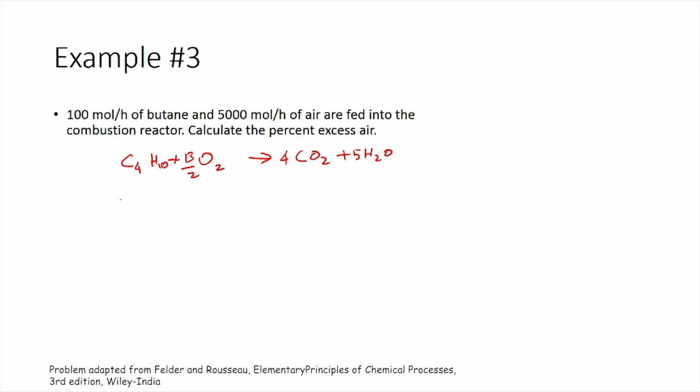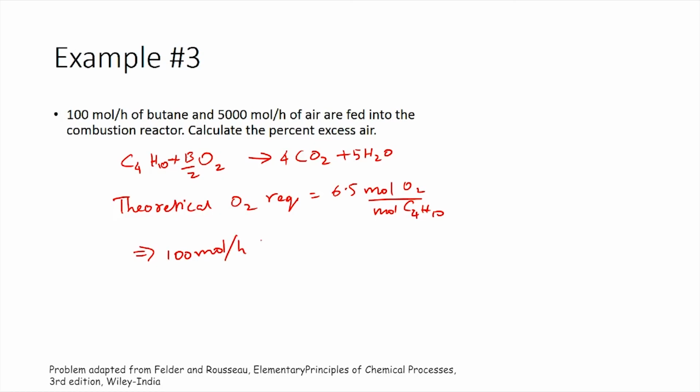So, this means theoretically, how much oxygen is required? Theoretical oxygen requirement would be 6.5 moles of oxygen per mole of butane. So, here you have 100 moles per hour of butane being supplied, which means 100 moles per hour of butane would require 650 moles of oxygen. In this case you have 5000 moles of air which is supplied per hour. So, what does 650 moles of oxygen represent?